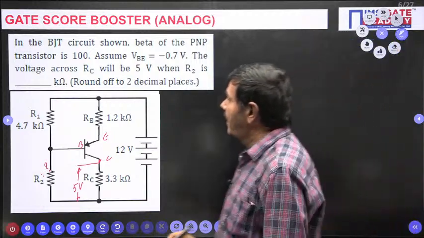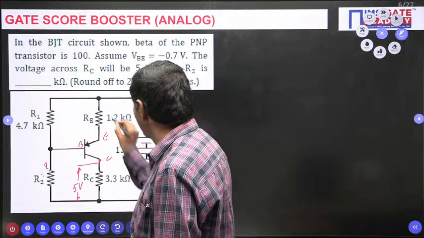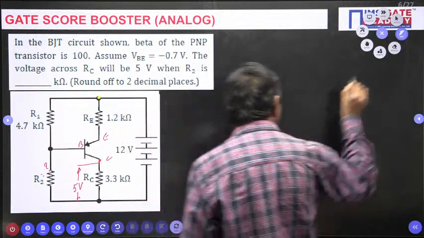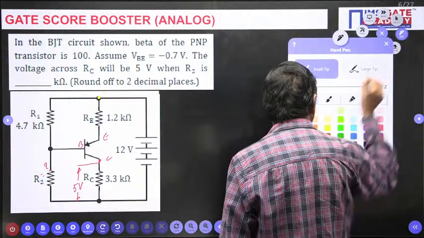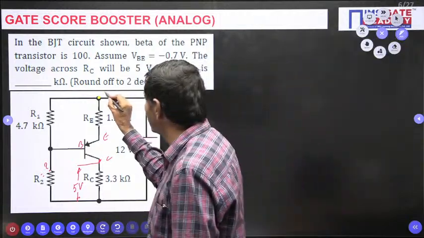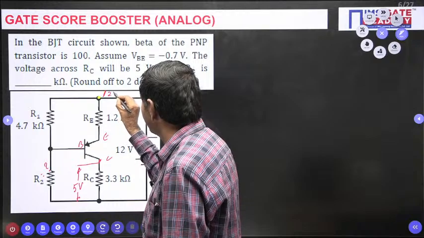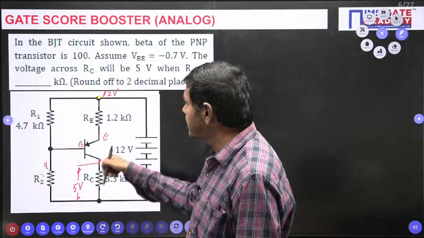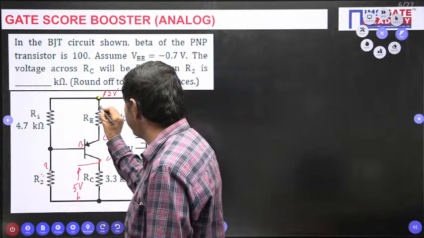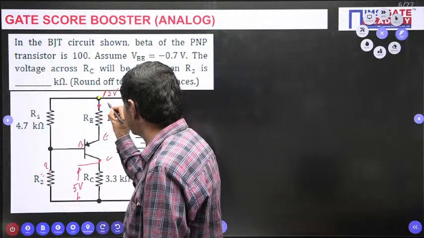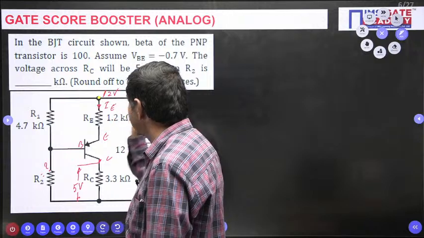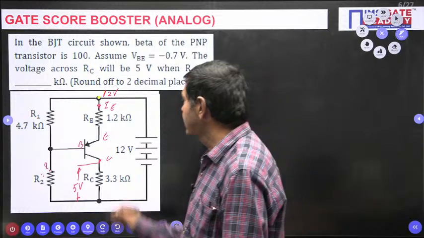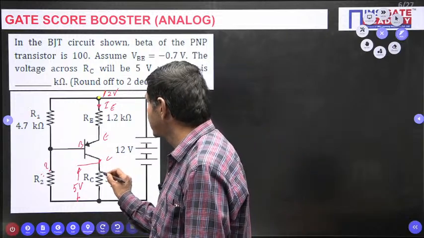In this problem, I would like to denote symbols. This voltage is 12 volts, no doubt, and I'll put it here. The same 12 volts you can have here. The current passing through RE I can put as IE, the emitter current, on this side. And this current I can put as the collector current.